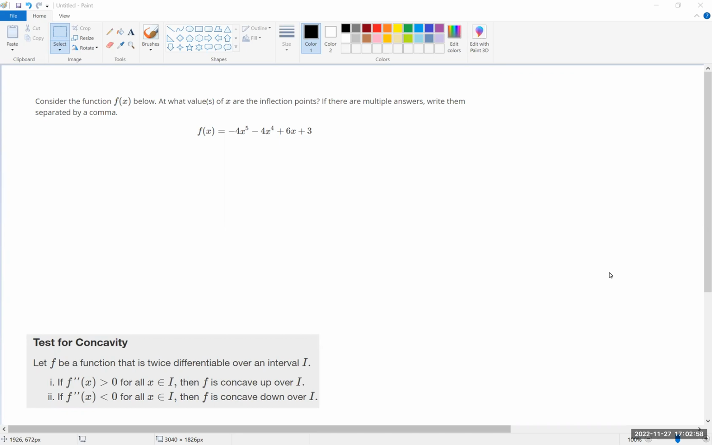So we're going to be using the test for concavity to determine the inflection points, because inflection points occur when concavity changes. So we need to determine where the curve is concave up versus concave down. And that change is going to happen when the sign changes. So when we go from positive to negative, the concavity is going to change, and vice versa.